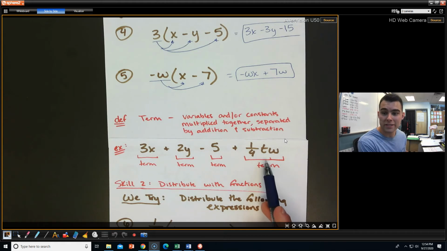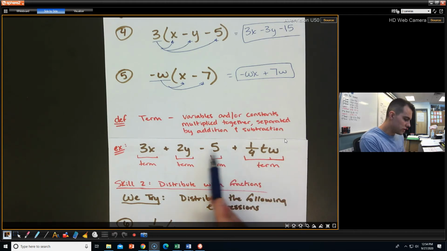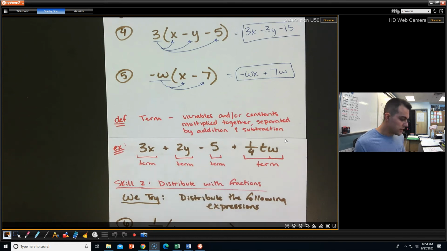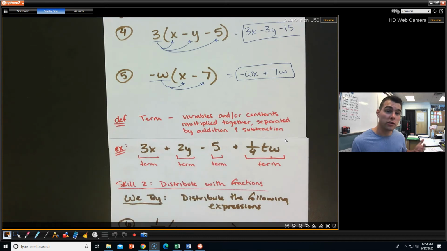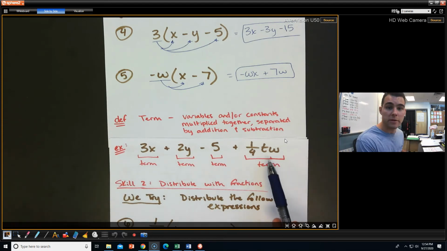I can have a combination of constants and variables that can make a term. And the terms are all separated by addition and subtraction. You can even have just constants or just variables. Those are also considered terms. Term specifically is constants being multiplied, or variables and constants being multiplied together.